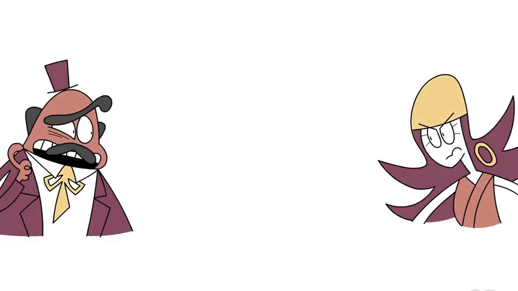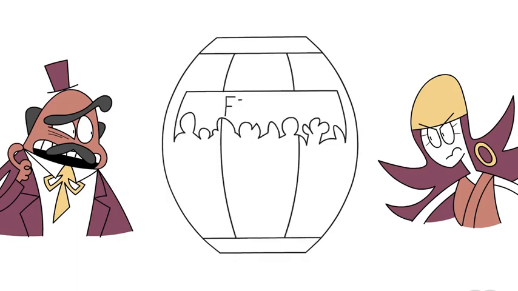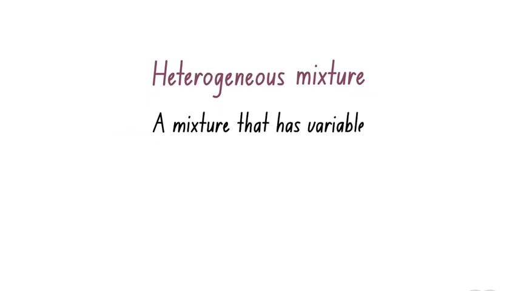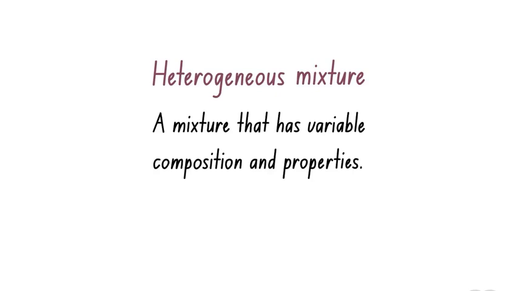Let's see what Senor Ortega and Long Jane Silver have discovered so far. The fertilizer contains a heterogeneous mixture of wood chips, potassium sulfate, and soil. Unfortunately, the label doesn't tell them much more than that. Remember, a heterogeneous mixture is a mixture that has variable composition and properties, so the components are unevenly combined.